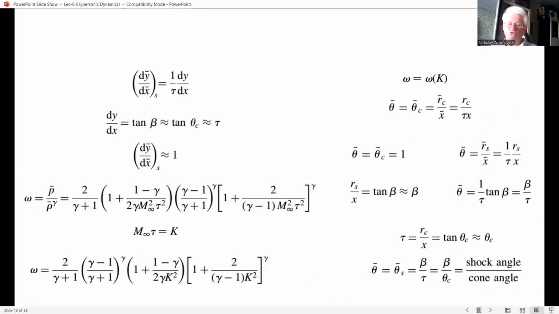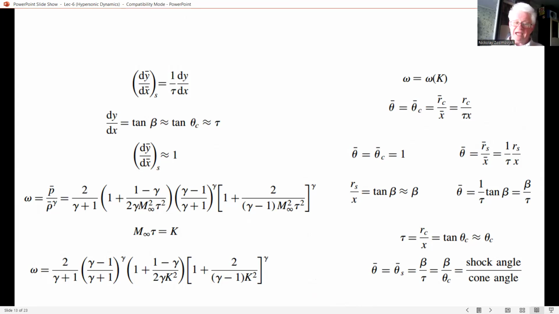However, this should be no surprise. The Taylor-Maccoll equation for the exact solution of conical flow is also an ordinary differential equation. And hence, our equation can be viewed as the approximate counterpart of the Taylor-Maccoll equation, applicable to hypersonic flow over a slender cone.